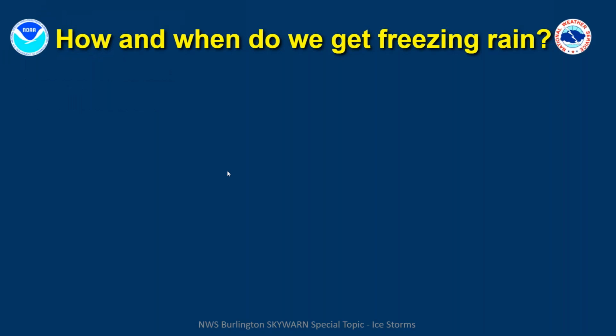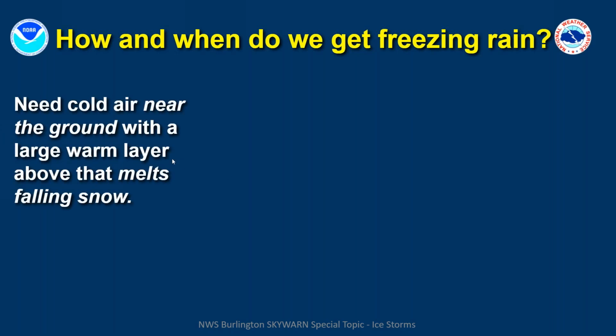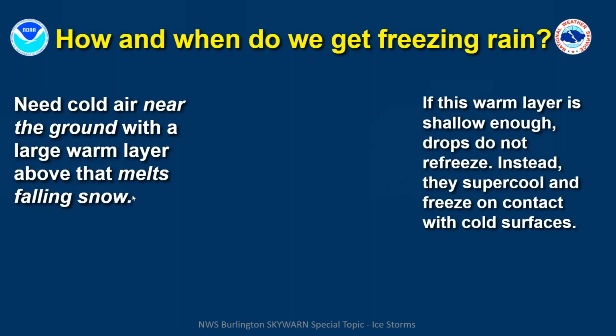So how and when do we get freezing rain? The basic process, of course: freezing rain is just plain rain, right? Until it reaches the ground. So we need the ground to be sub-freezing with a warm layer above that is able to melt the falling snow that forms well above the surface. If that warm layer is shallow enough, the drops won't refreeze. Instead, they'll supercool. They'll freeze on contact with cold surfaces.